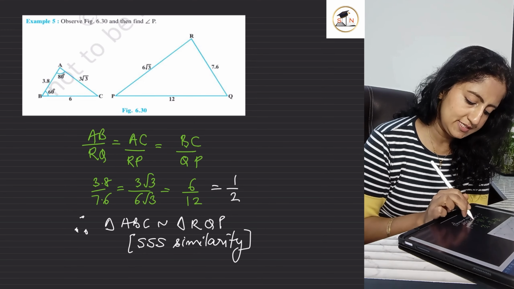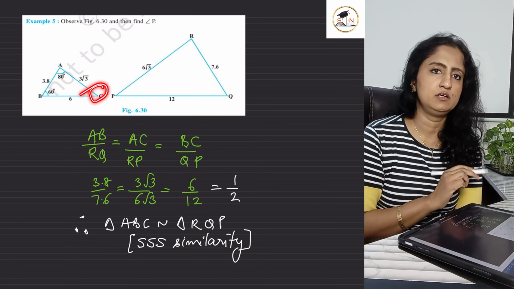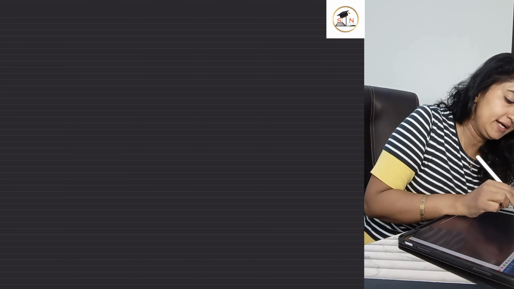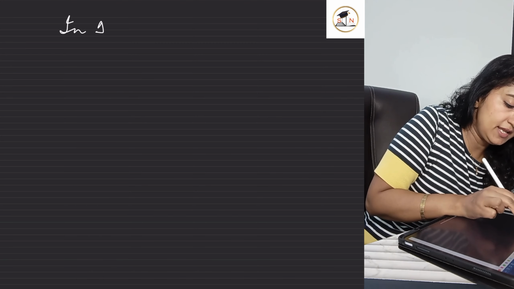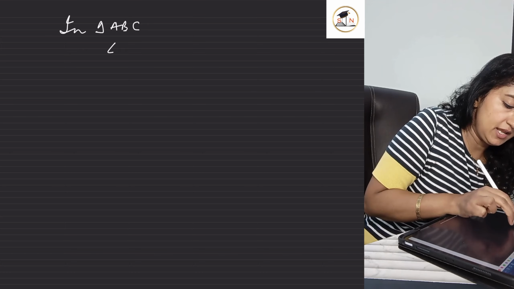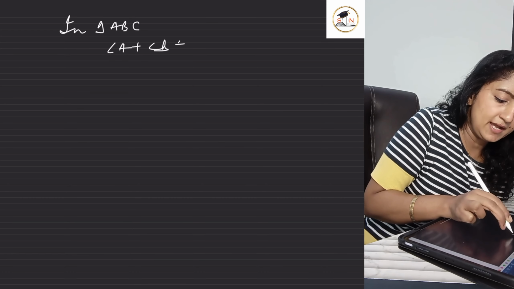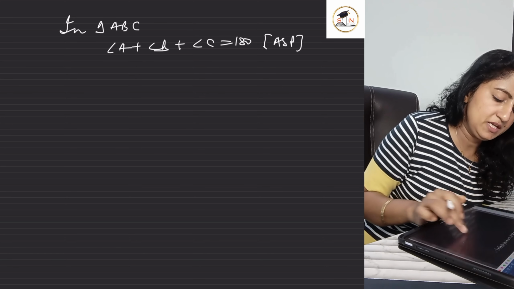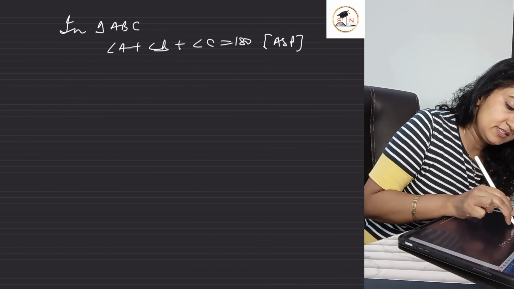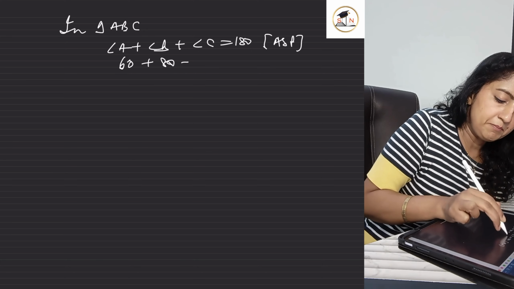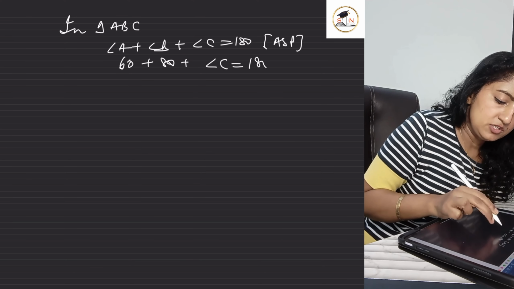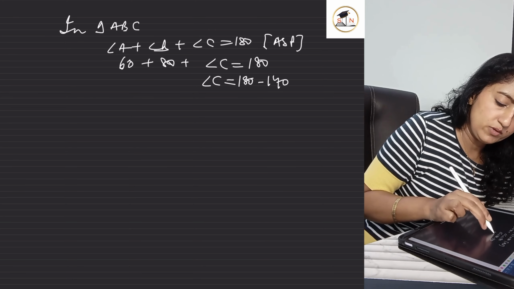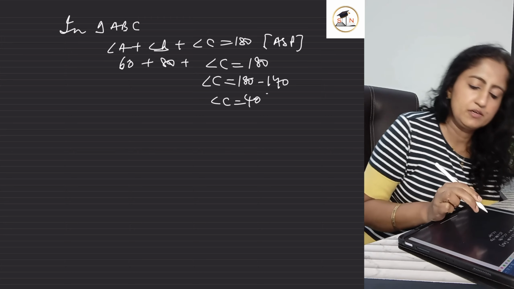P के correspondence में है C. Do we have the value of C over here? No. That means we need to find the value of C over here. So we will start by writing in triangle ABC, angle A plus angle B plus angle C equals 180. The reason is ASP. Okay. A और B की value substitute करेंगे 60 and 80. 60 plus 80 plus angle C equals 180. So what do we get? Angle C is equals to 180 minus 140. So we get angle C is equals to 40 degree, right?